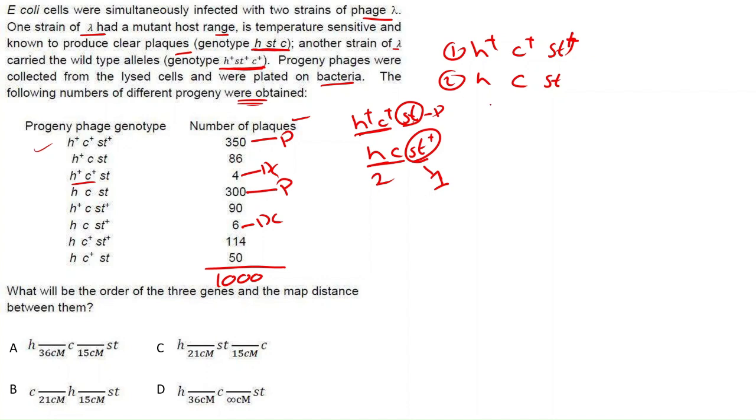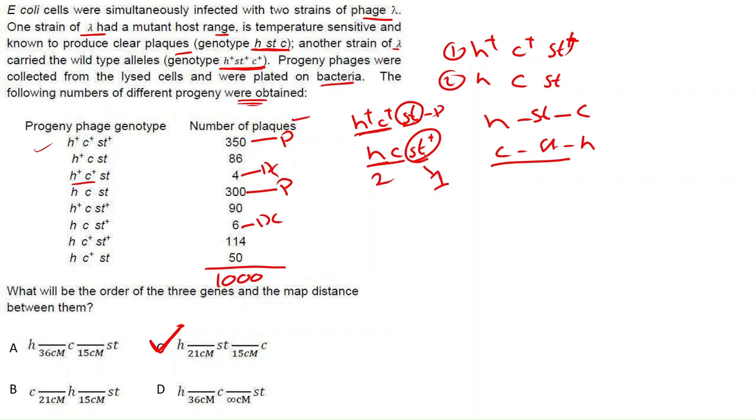So what is the middle gene? The middle gene is ST, and so the gene order will be H, ST, C or C, ST, H, whatever. If you solve till now, you can already get the answer. See here, none of the other options has ST as the middle gene. Option C is the correct answer. But still we will solve this.